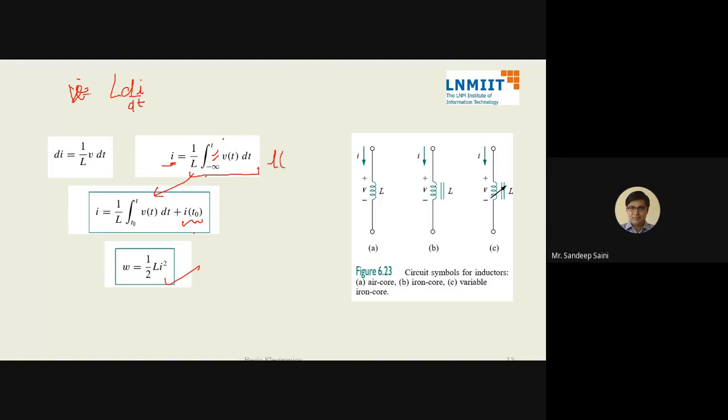And what will be the current from minus infinity to T0? That will be 1 by L integration from minus infinity to T0 of Vt dt. Is it okay? I am not changing the limit. I am just saying the current till T0. So why is the first limit minus infinity? Because everything starts from minus infinity.